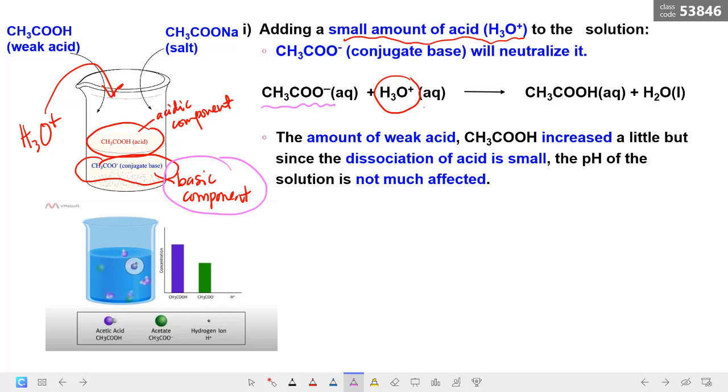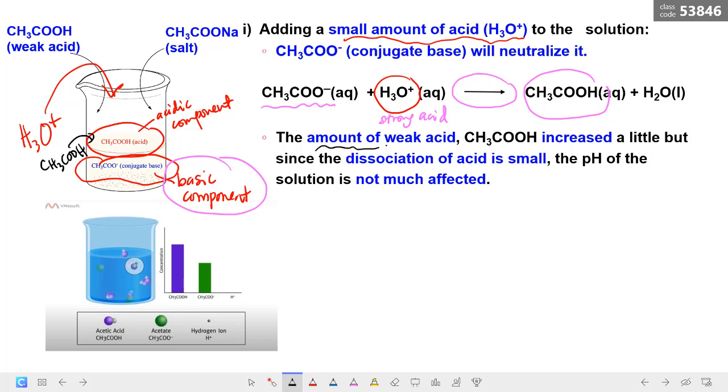Acetate ion neutralize the added strong acid. So ini adalah strong acid lah daripada HCl sebagai contoh. Jadi reaction dia adalah neutralization. So arrow dia adalah irreversible. Jadi apa yang berlaku? Acid akan donate its proton to the base ataupun conjugate base. Jadi dia akan produce acetic acid and water. Jadi maksudnya dalam kita punya buffer ni ada acetic acid, tambah lagi sedikit acetic acid. Datang daripada mana? Datang daripada neutralization.